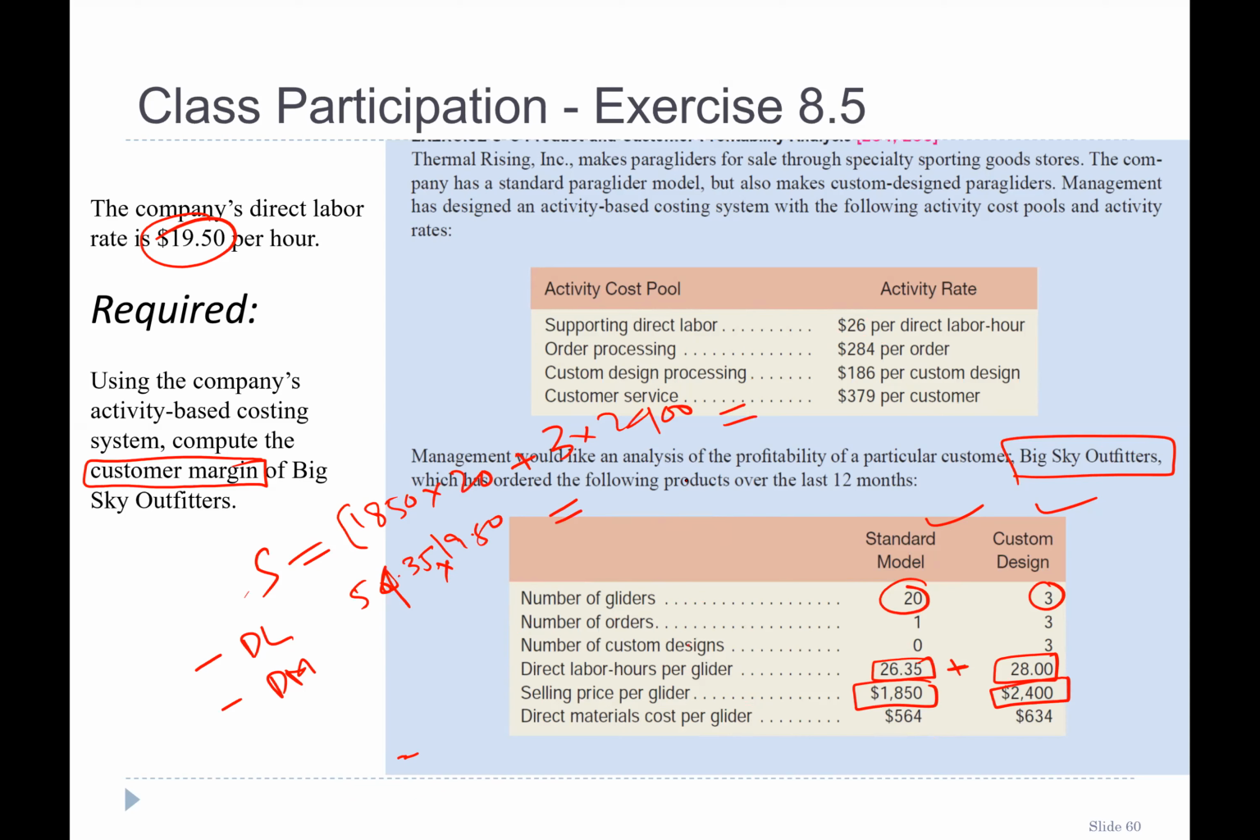You can also find out the direct material, right? What is direct material? Per glider direct material is 564. 564 times 20 plus 634.